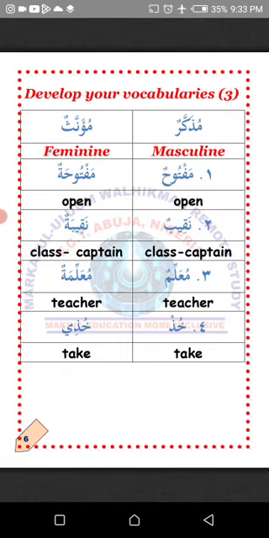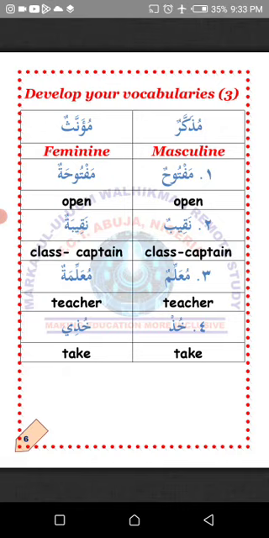An-nafidhatu maftuha. The window is open. We don't say an-nafidhatu maftuh, rather an-nafidhatu maftuha. لعلك فهمت? I hope you understand. MashaAllah.